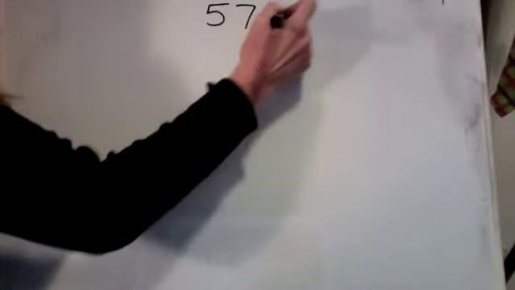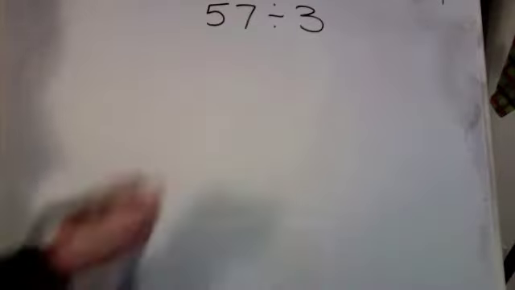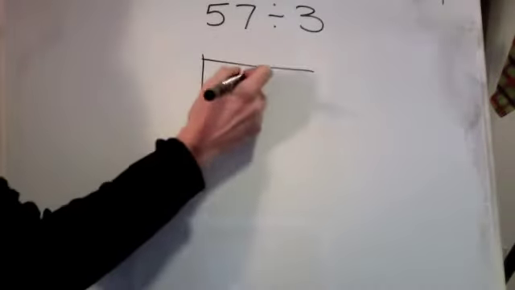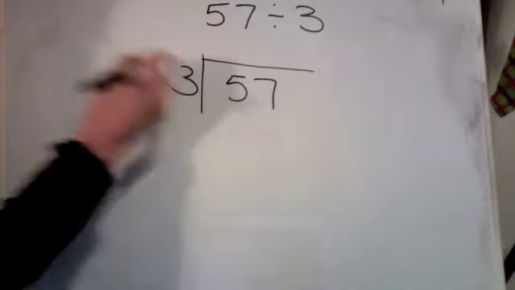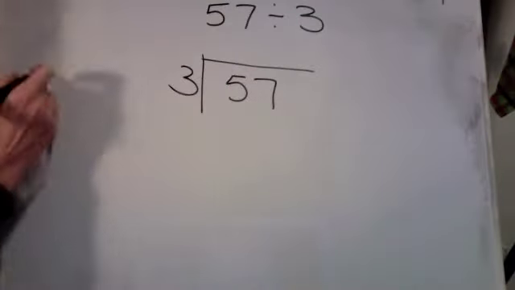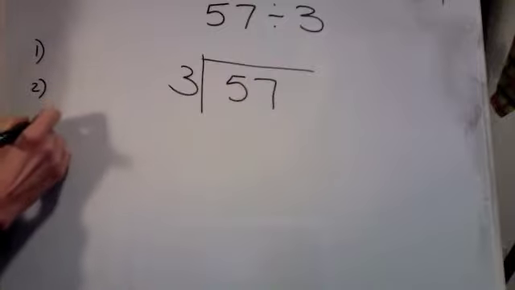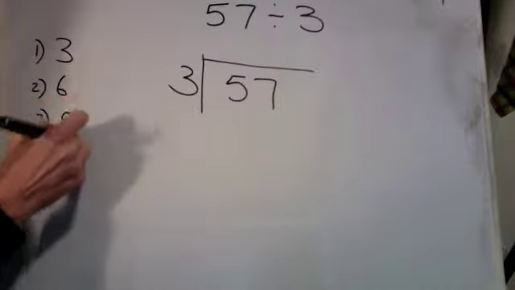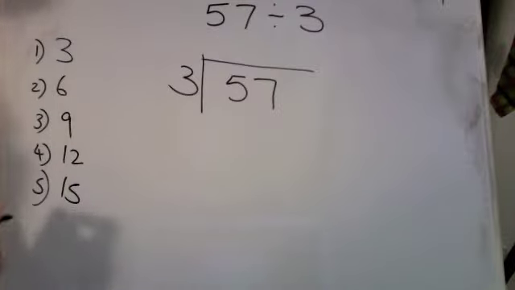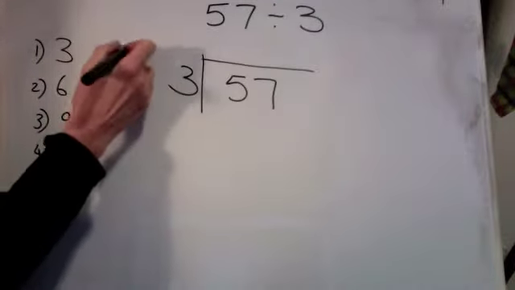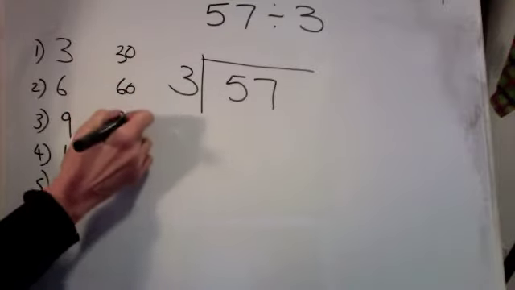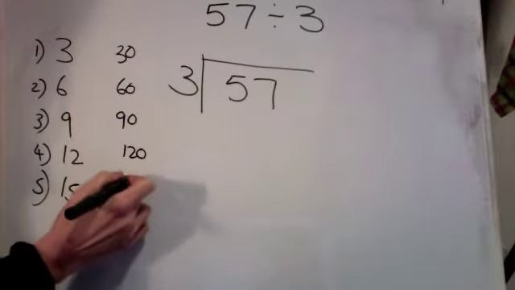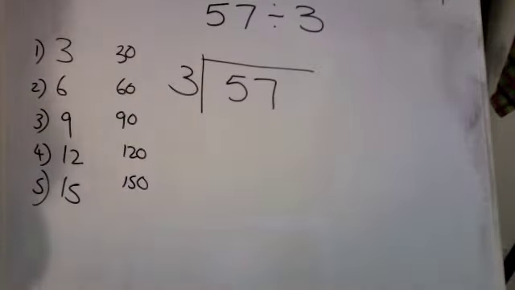57 divided by 3. Step 1, write out the bus stop. Step 2, first 5 multiples. 1, 2, 3, 4, 5, 3, 6, 9, 12, 15. And then I want 10 times each of these. I'm looking for a number as close to 57 as possible without going over.